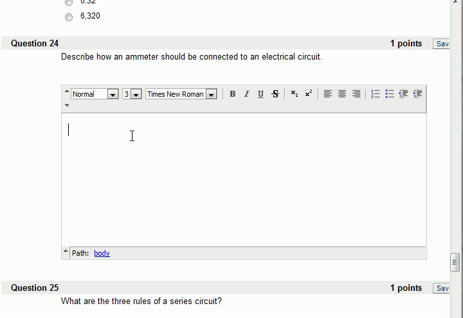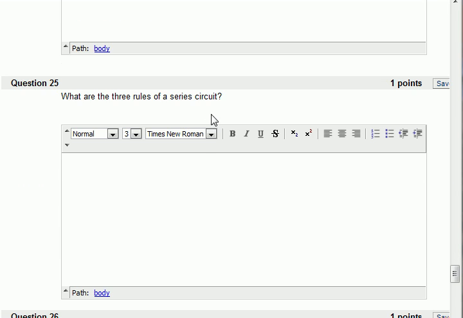Ask how should an ammeter be connected to an electrical circuit? It should be connected to a live circuit in series. Okay, go back and look at the video to make sure you understand what the difference is between connecting a meter in series and in parallel.